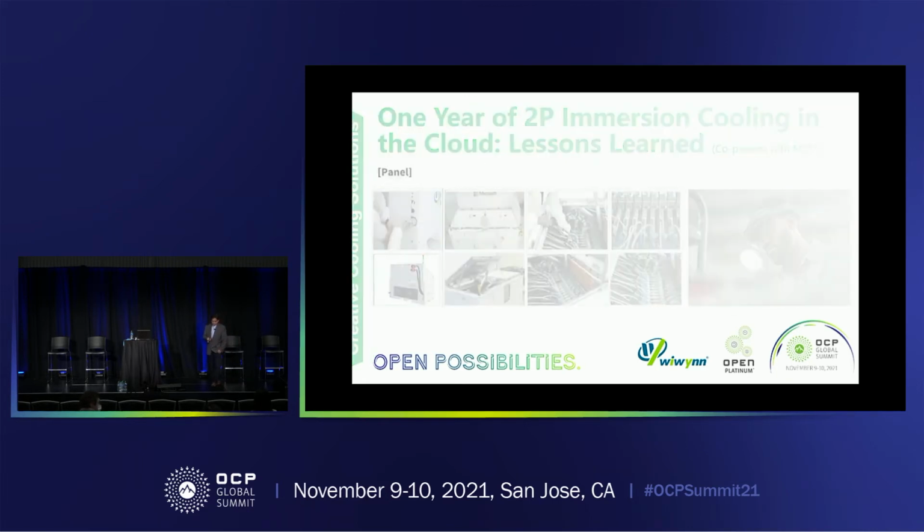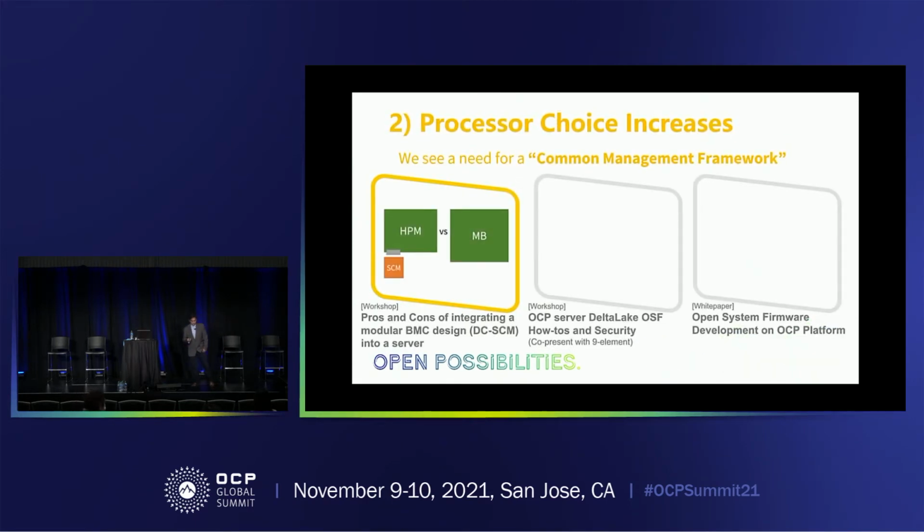So those are the three in the first trend. Now we go to the second trend. The second trend that we see is that processor choices are increasing. And like I said, as processor choices increase, 5 years from now, if we don't make the right choice of management framework as this proliferation is happening, we're going to have a nightmare on our hands. We're going to have a hard time servicing all these different configurations because each one of them would be unique.